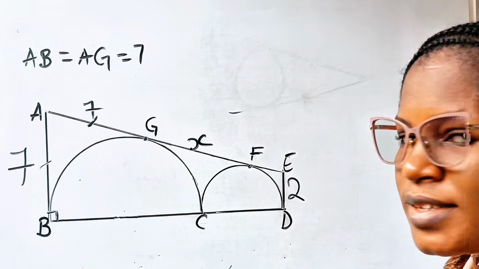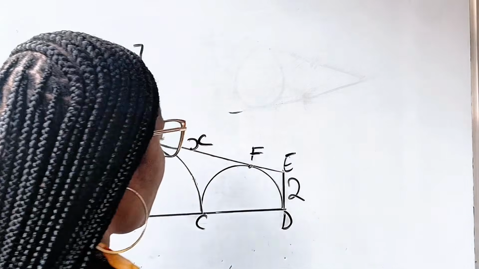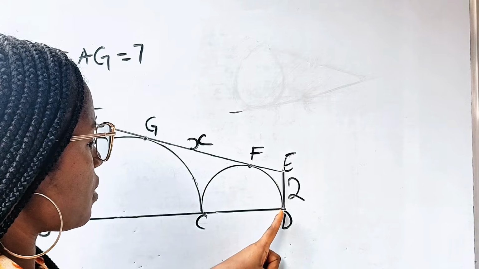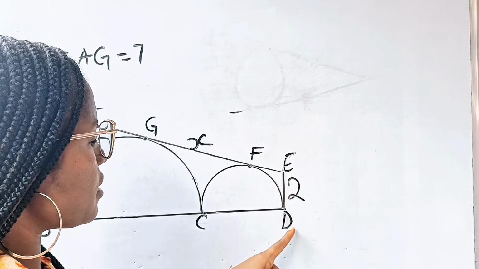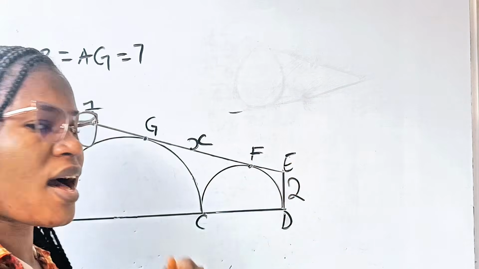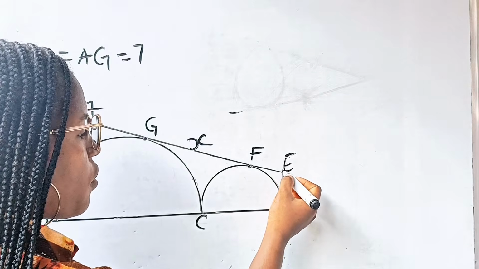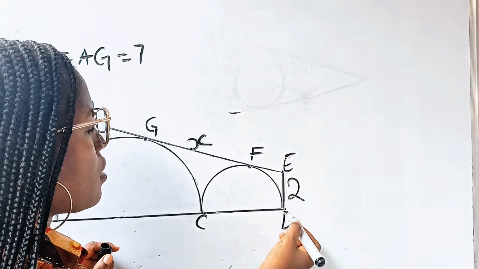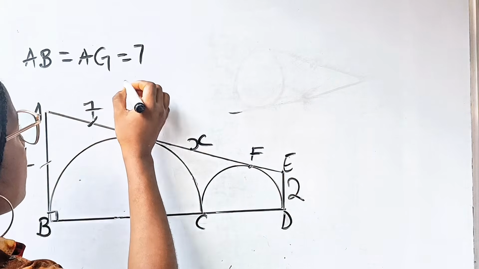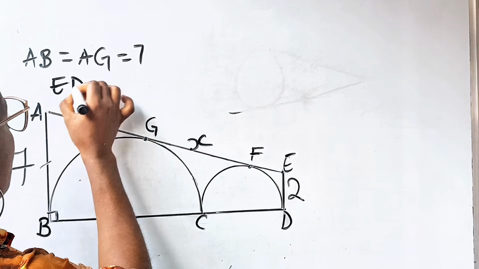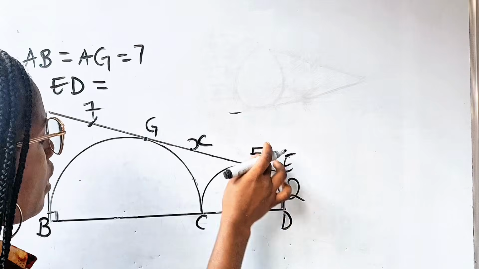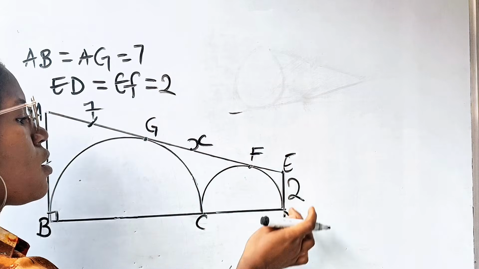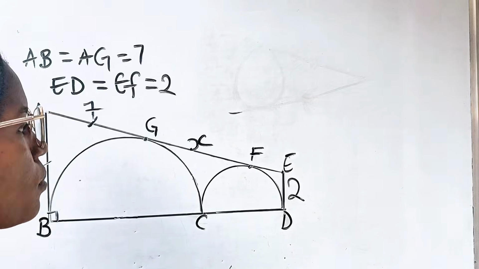Now, similarly, if you look at this as well, you can see that from here to here, that is DE and EF, both are tangents that come from here to this particular circle. So that means that ED is equal to EF, which is equal to 2. So it means that this is 2.